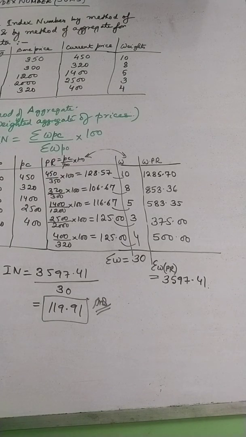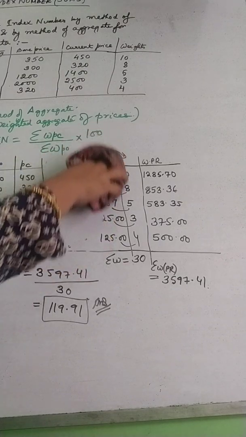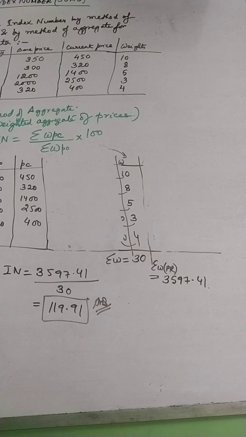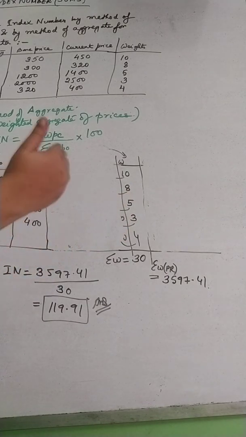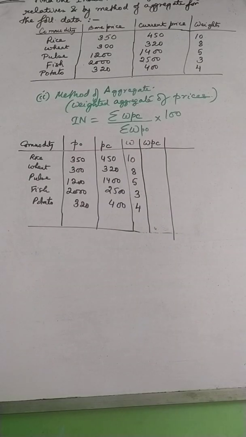So what will be your new table now? You will make a new table. Commodity you will copy as it is. P0 you will copy as it is. PC also you will copy as it is. Here it will change. PR will no longer be there, and WPR will also not be. Let's shift the W this side, as it's looking very clumsy. So W has been brought alongside.